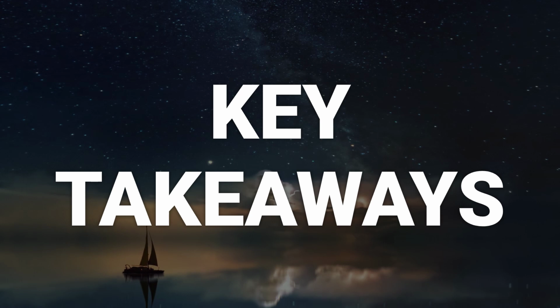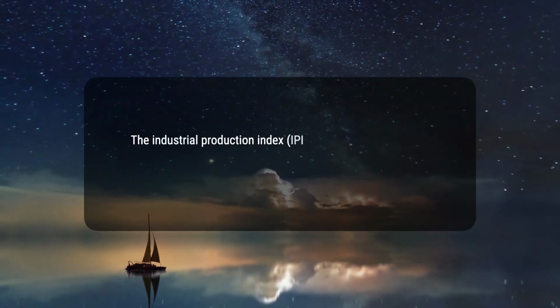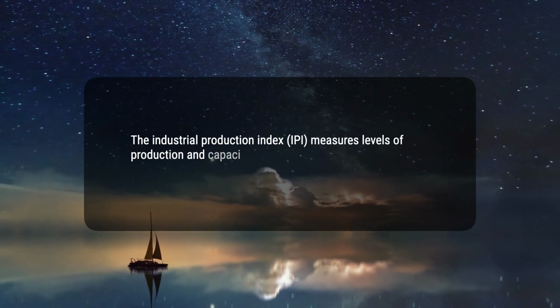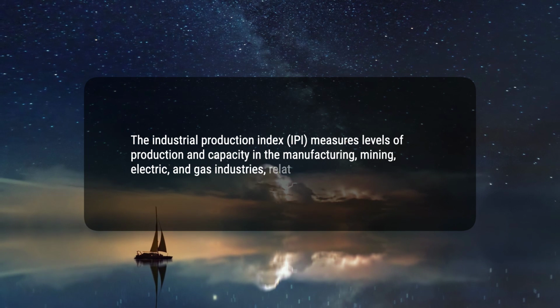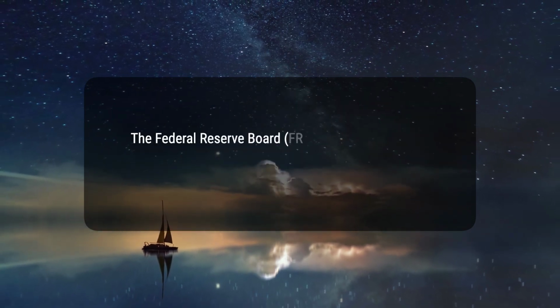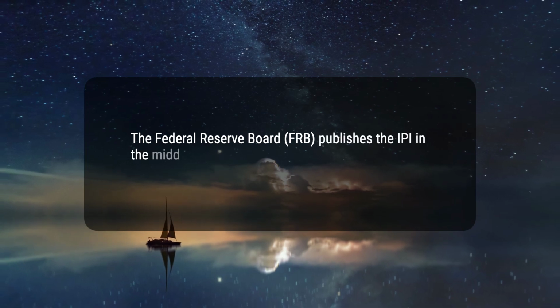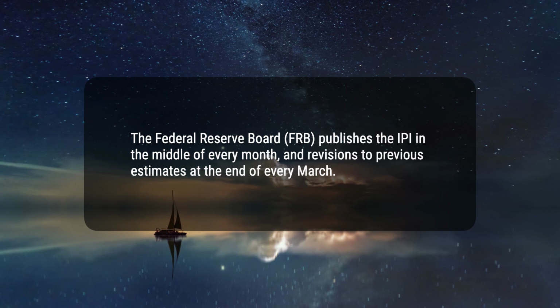Here are 4 key takeaways. 1. The Industrial Production Index, IPI, measures levels of production and capacity in the manufacturing, mining, electric, and gas industries, relative to a base year. 2. The Federal Reserve Board, FRB, publishes the IPI in the middle of every month, and revisions to previous estimates at the end of every March.